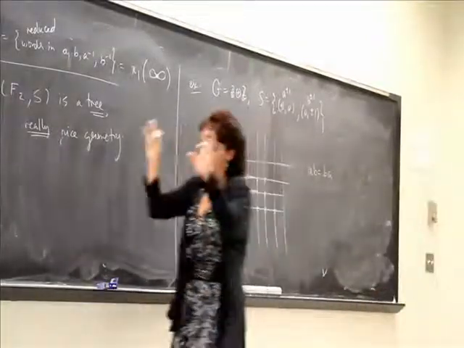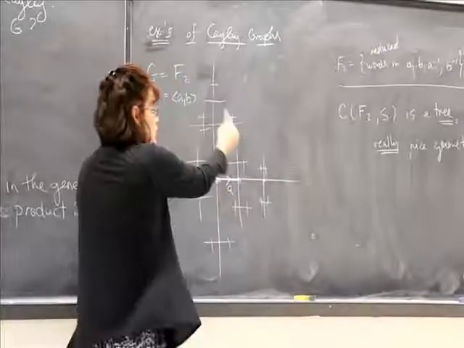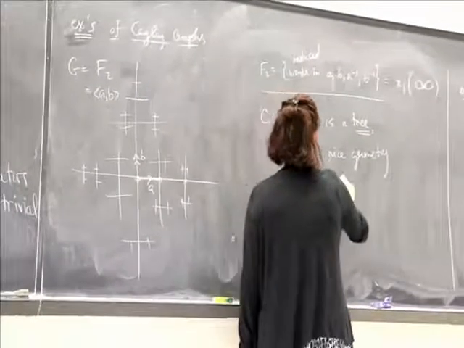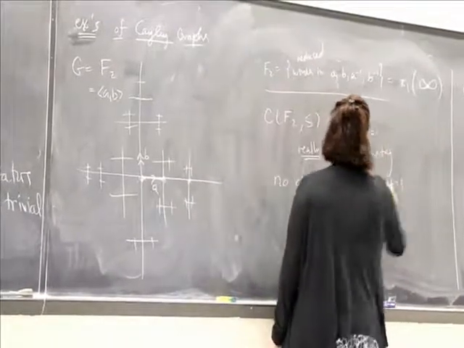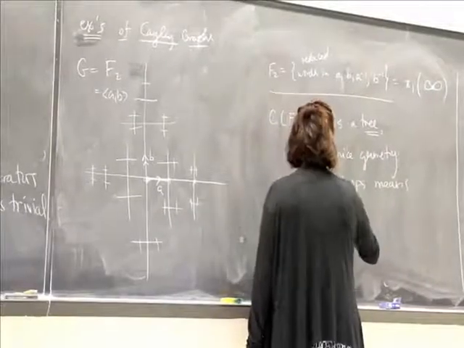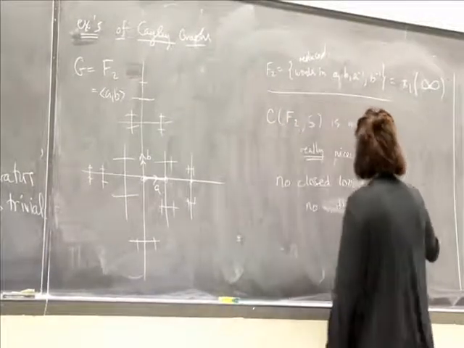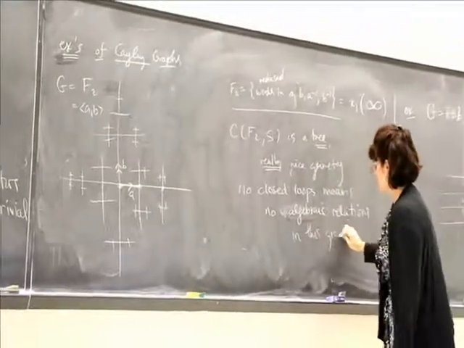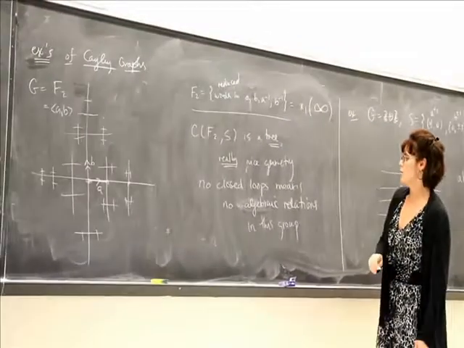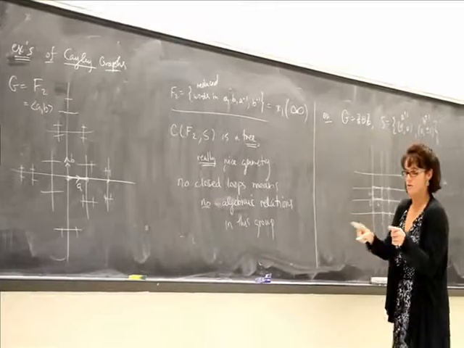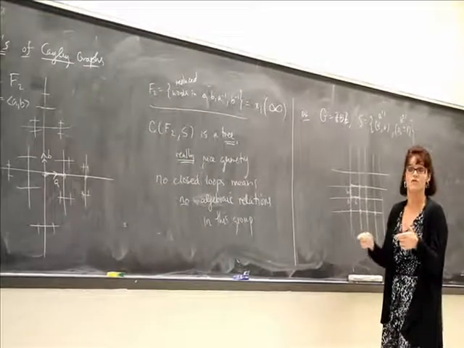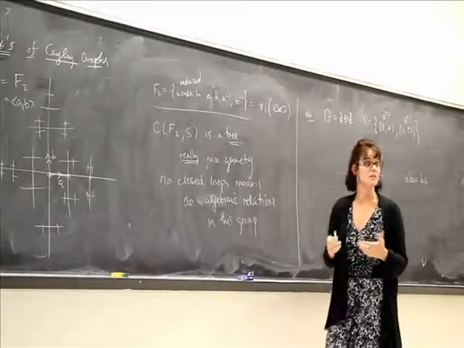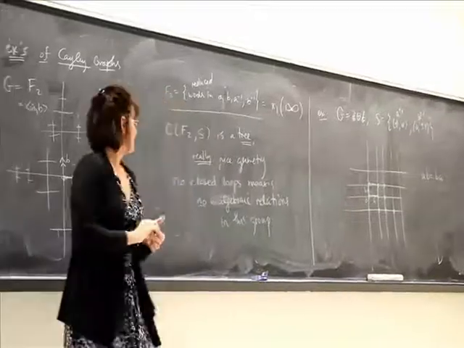Over here, you can see the freeness of this group because I have a tree. I have no closed loops, which means there are no relations in this group. What do I mean by that? I mean that anytime I write down a reduced string, if there's any letters in it at all, it's a non-trivial word. And the only way of writing the identity in this group is using the empty string.